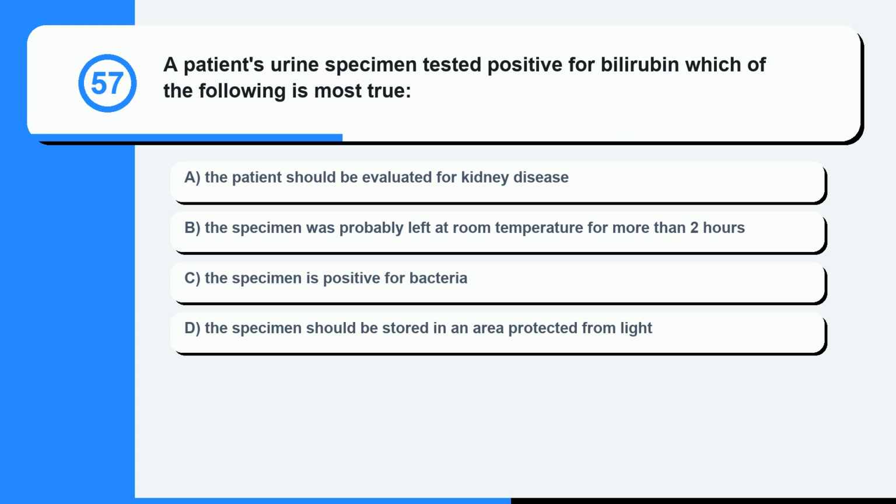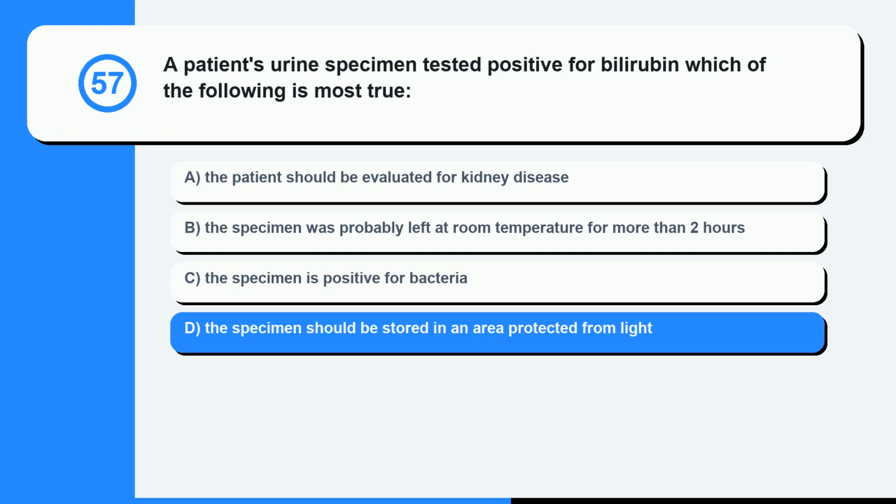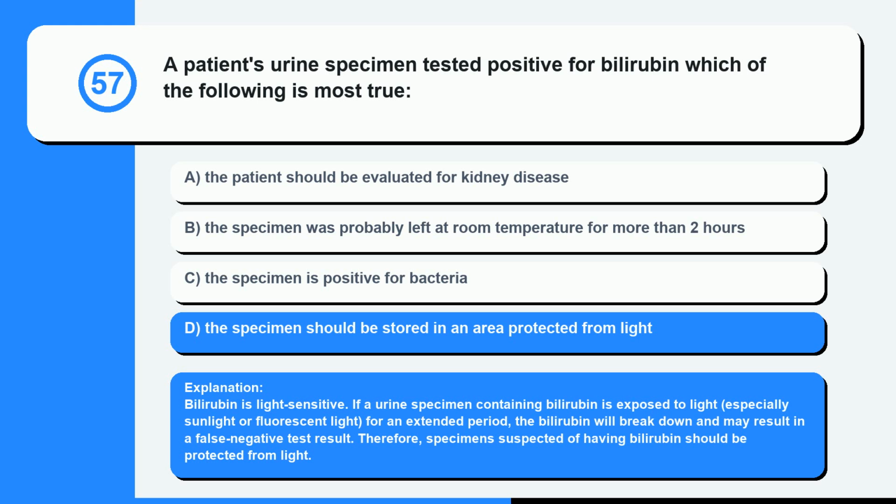Question 55. Which of the following anticoagulants would be found in a light blue vacutainer tube? A. EDTA, B. Sodium oxalate, C. Lithium heparin, or D. Sodium citrate. The correct answer is D. Sodium citrate. Light blue top tubes contain sodium citrate as an anticoagulant. These tubes are used for coagulation studies, like PT/INR and PTT, because the citrate preserves the clotting factors by binding calcium.